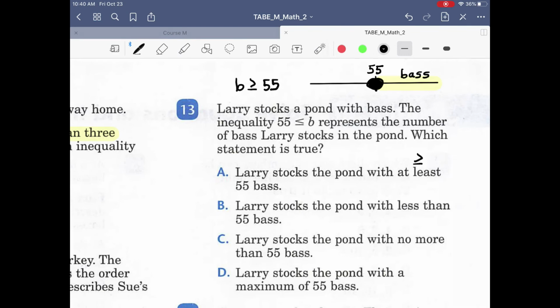Larry stocks the pond with less than 55. Larry stocks the pond with no more than 55. Larry stocks the pond with a maximum of 55. So the answer we want is A. I strongly recommend standardizing these and then graphing them. But that's tricky. It sort of messes with your mind a little bit.